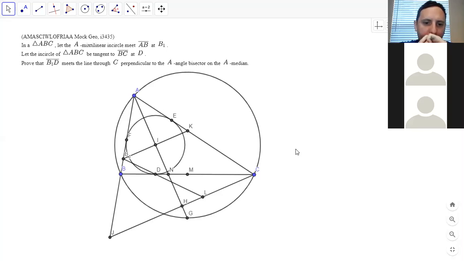Okay. So we just need to prove that the cross ratio (J, C; H, L) is equal to AB over AC. But H is also the midpoint. So we just have to prove, I think, that HL over LC is AB over AC. Interesting. Okay, so we want to show HL over LC is AB over AC.